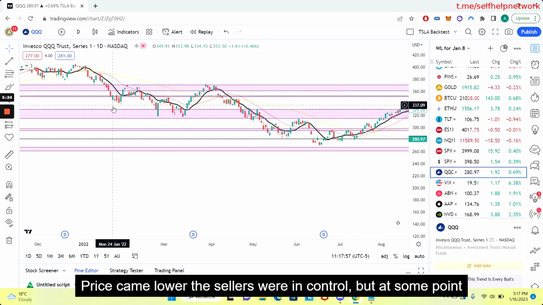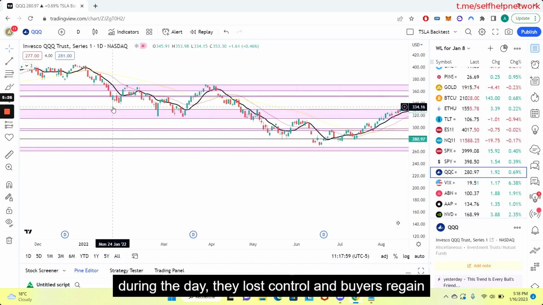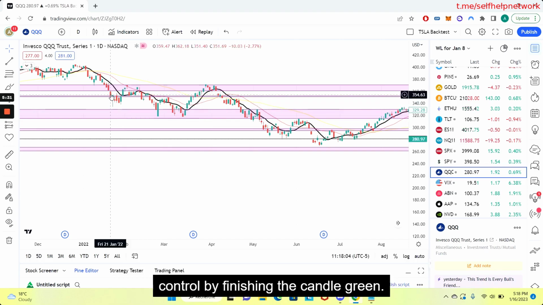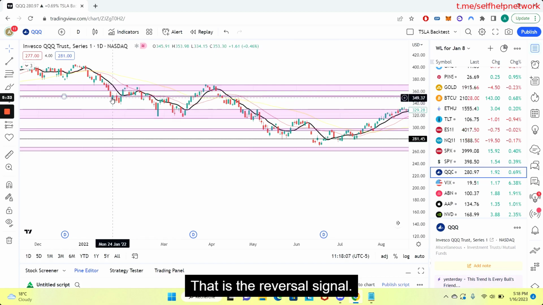Price came lower, the sellers were in control, but at some point during the day, they lost control and buyers regained control by finishing the candle green. That is a reversal signal.